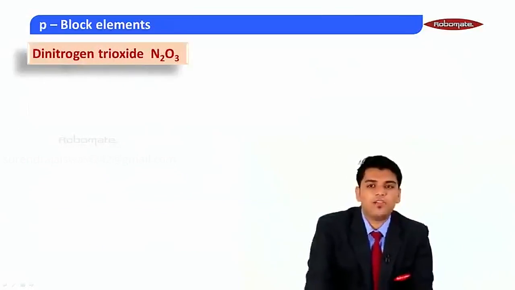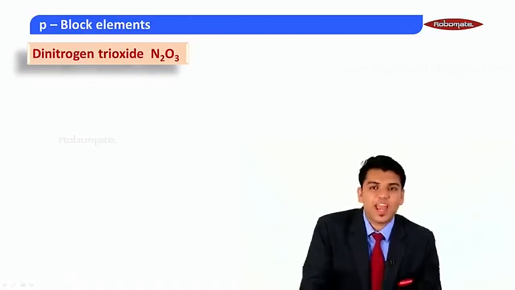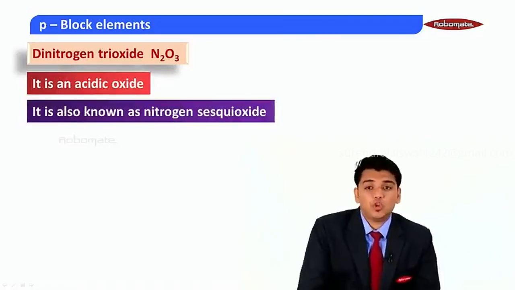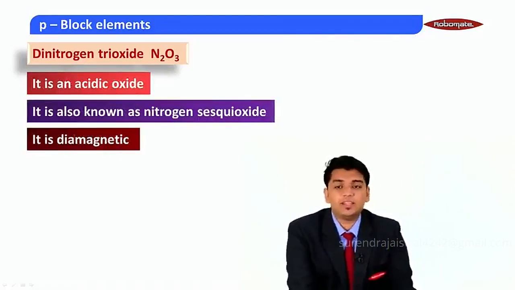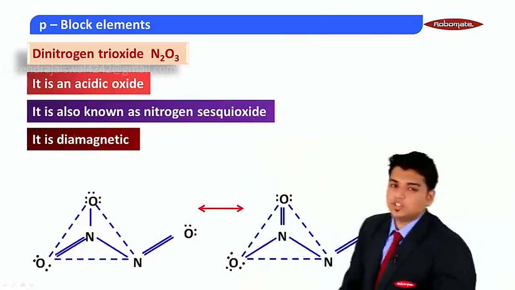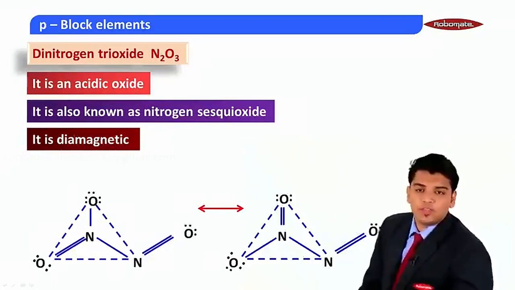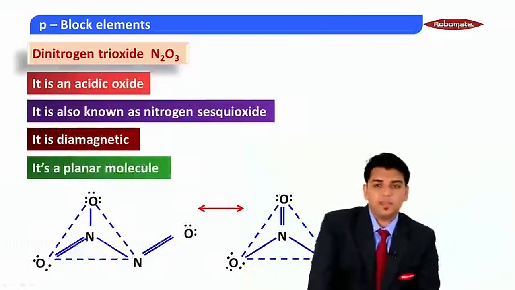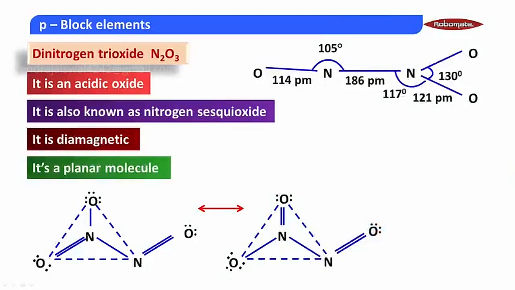Moving ahead, we have our next oxide, that is dinitrogen trioxide, which is N2O3. It is an acidic oxide. It is also known as nitrogen sesquioxide. Then it is diamagnetic, and this is how its Lewis structures look. We do not have any unpaired electrons. That means all of them are paired, hence it behaves like a diamagnet. Then it is a planar molecule as suggested by its structure above.